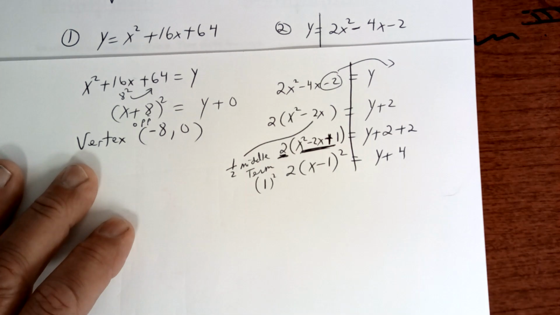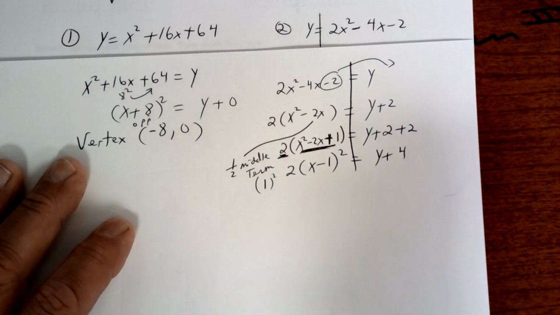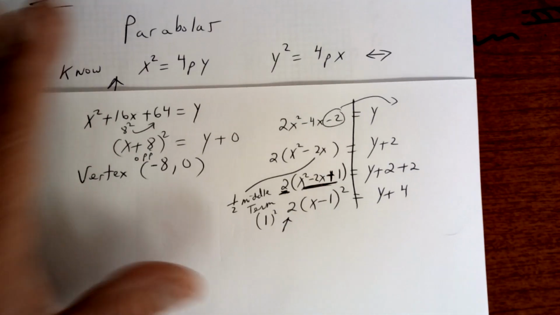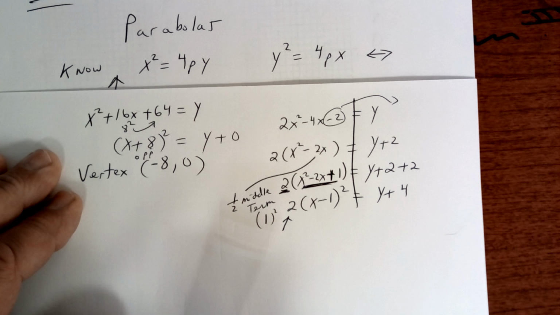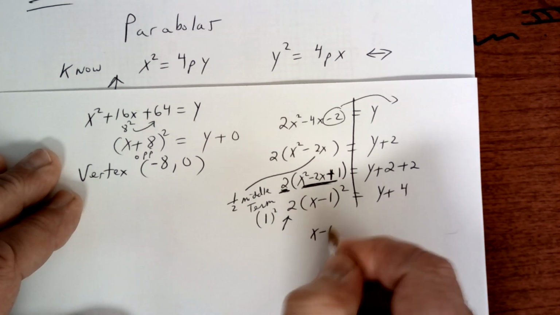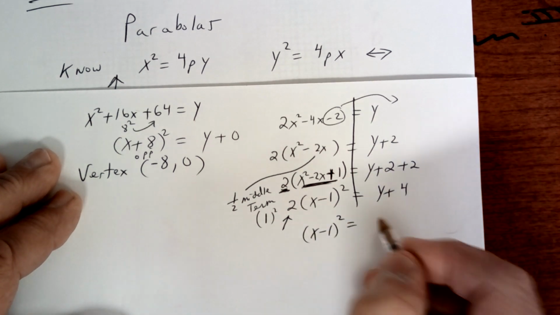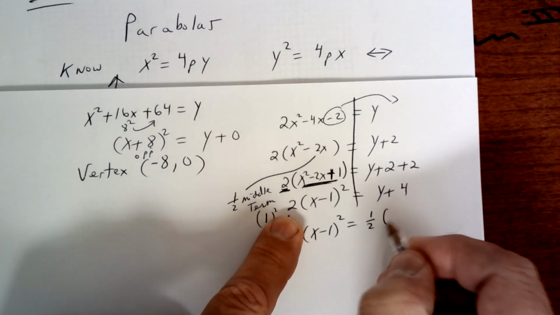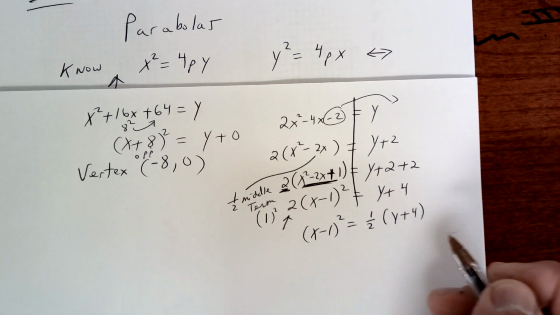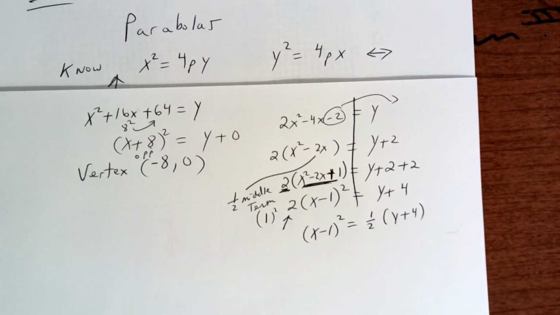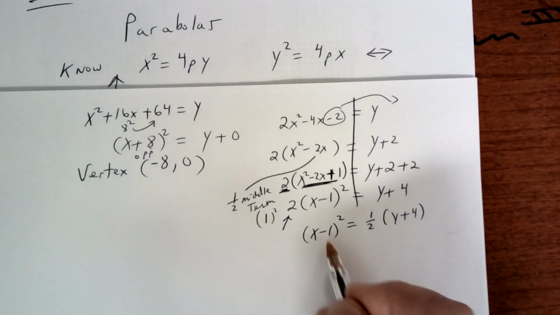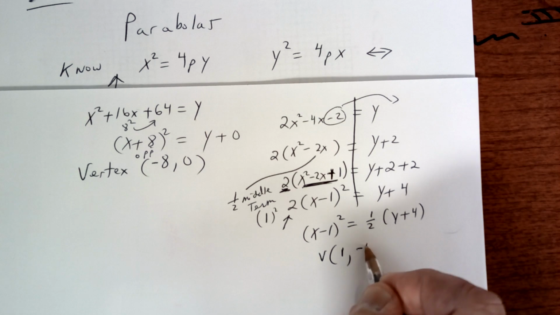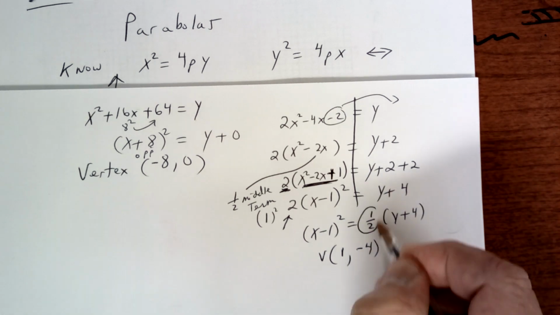Okay? So now what you have to do is get rid of that 2 to get it in this form right here. Okay? So we're going to divide by 2. So we're going to get x minus 1 quantity squared equals 1/2, because we're dividing by 2, and then y plus 4. So the vertex here is the opposite. So the opposite of this is 1, and the opposite of this is negative 4. That's your vertex. This right here is going to give you your p-value.